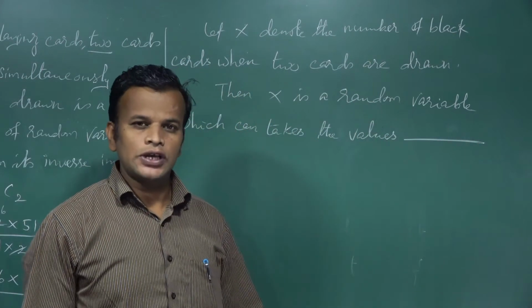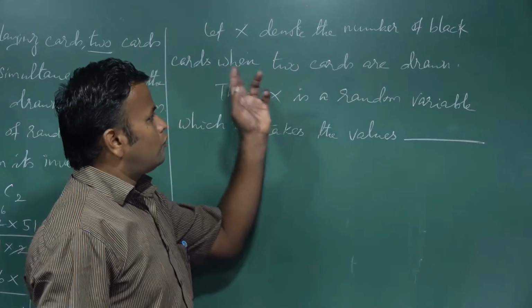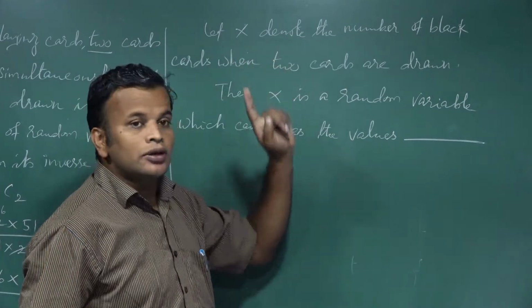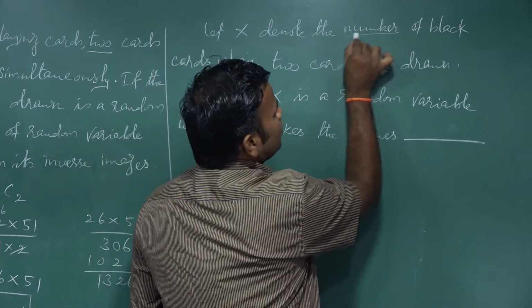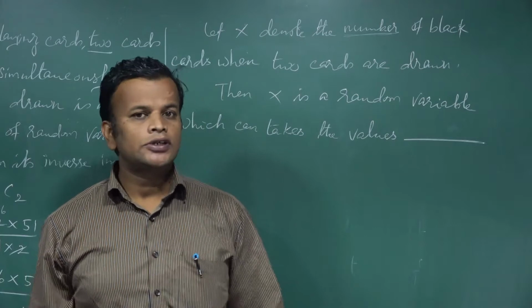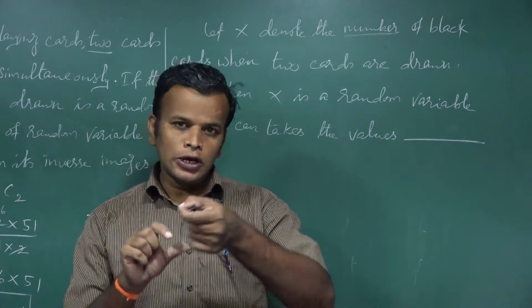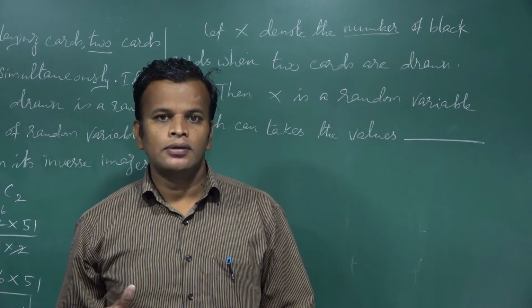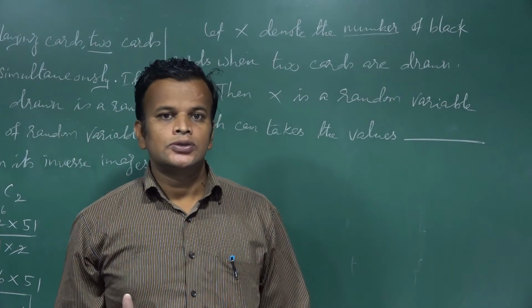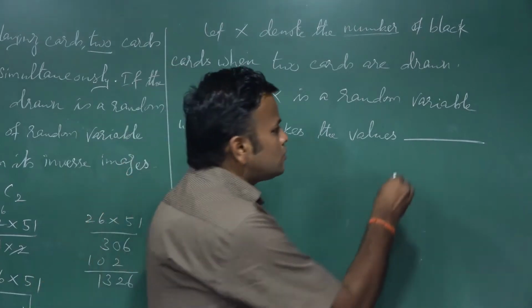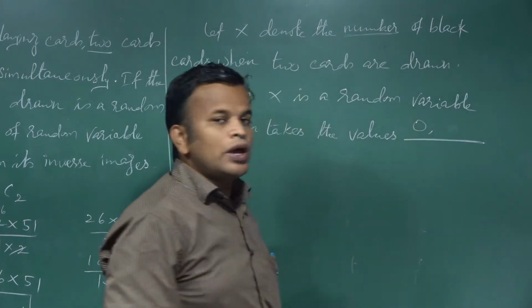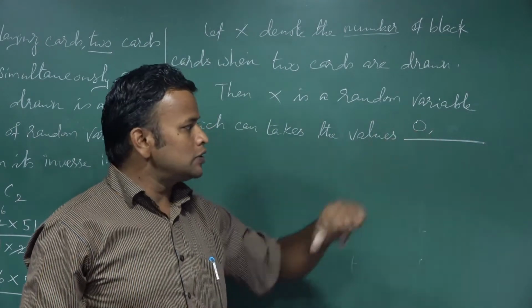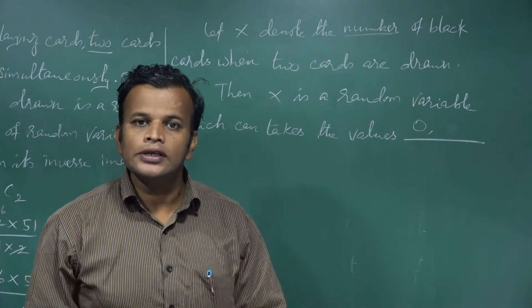In 52 cards, we will be taking any 2 cards. X denotes the number of black cards. Suppose I take any 2 cards at random. There is a chance both cards are not black, both are red. So the X value is 0, because a black card didn't come. 0 means both cards are red.